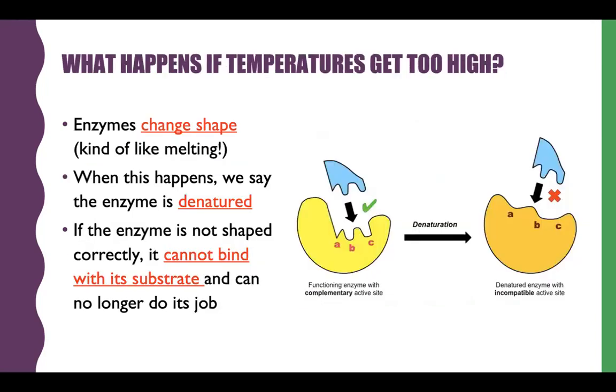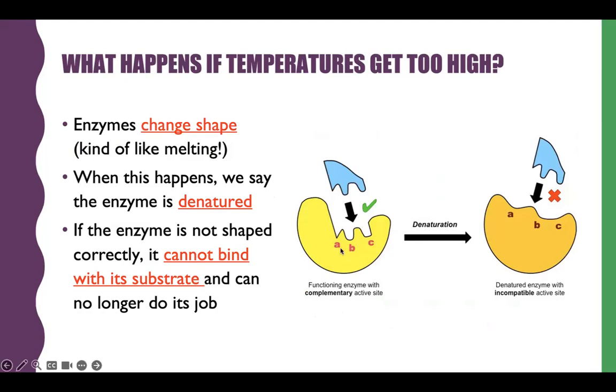Okay, so like I said, what happens if temperatures get too high? Enzymes change shape, kind of like melting almost. And when this happens, we say the enzyme is denatured. If the enzyme is not shaped correctly, it cannot bind with its substrate and can no longer do its job.